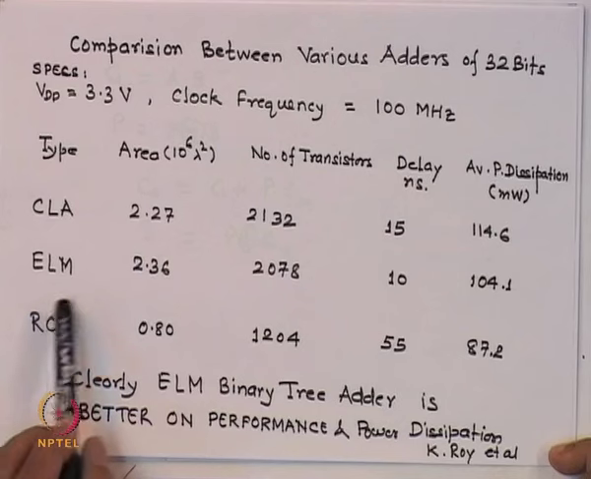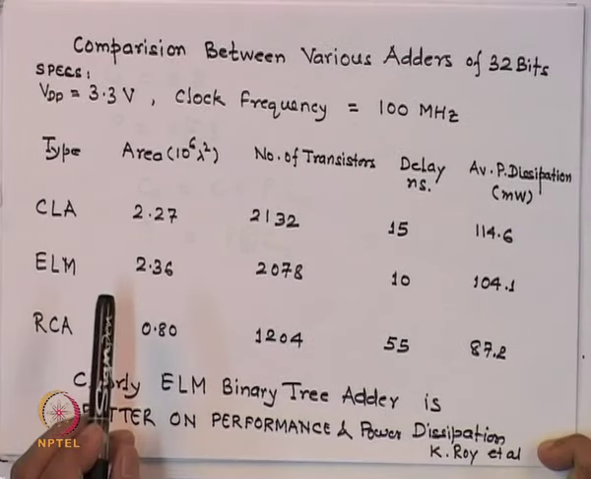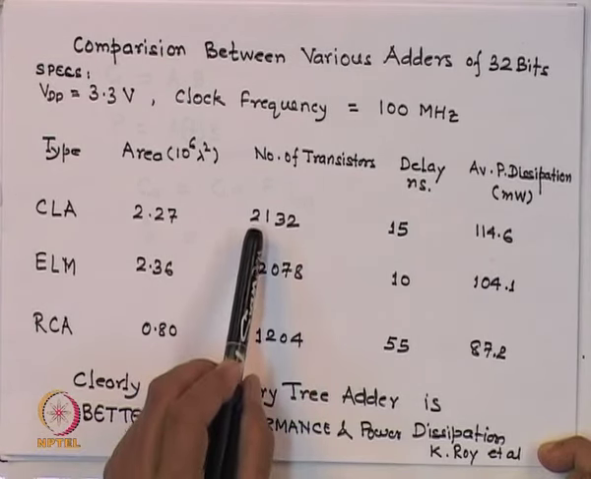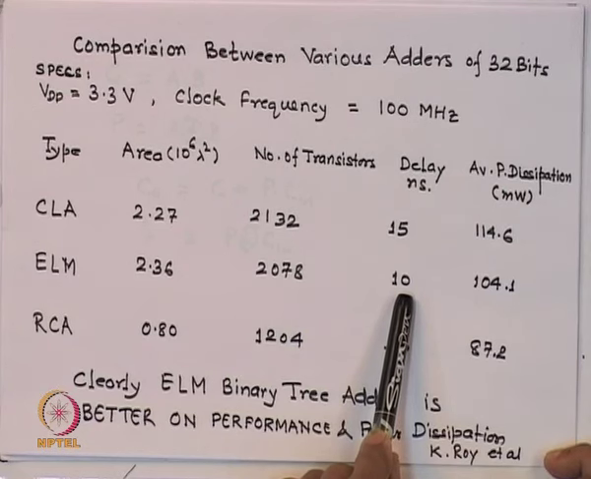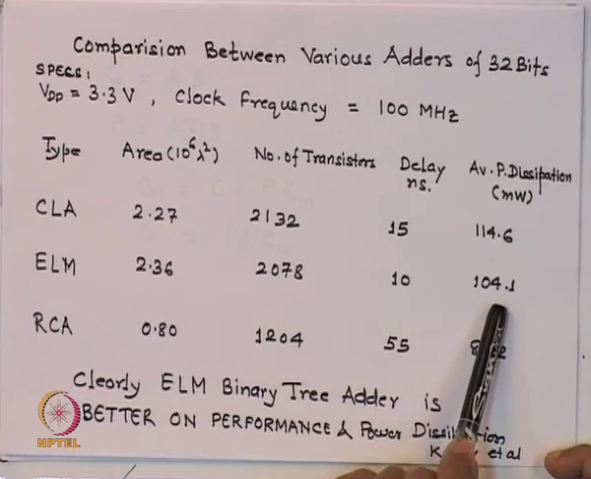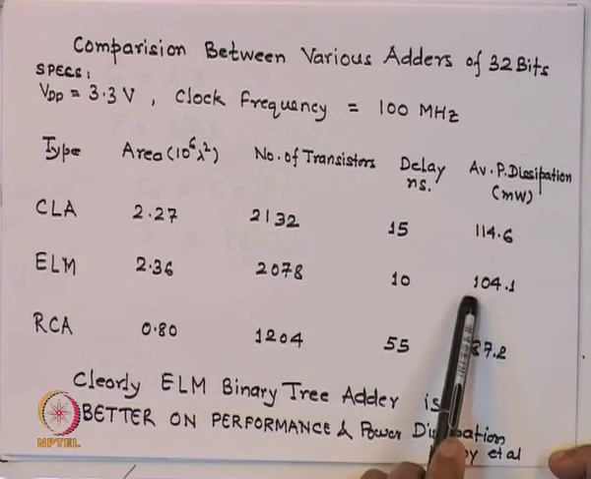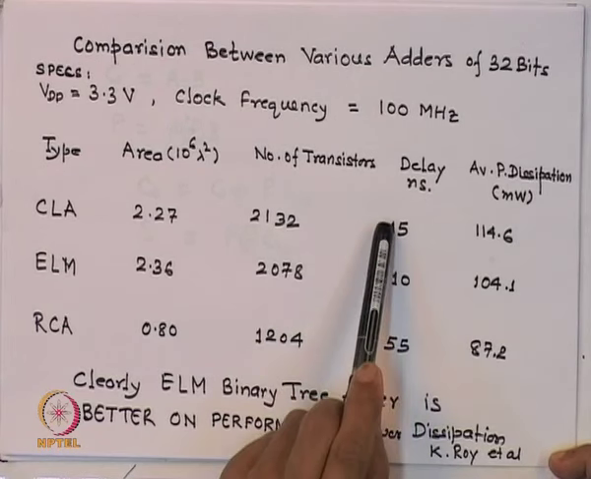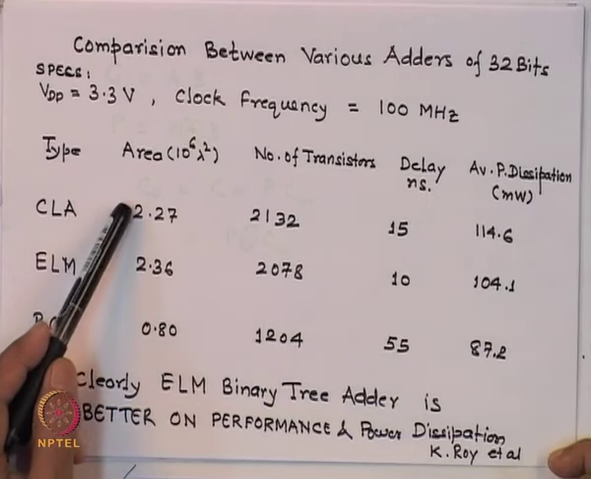If you look at ELM, it is between these two, that is why I put it in between. It has slightly larger area than CLA because you are doing tree terms. Even if area is a little larger, the number of transistors is slightly lower than CLA. It gives a delay of 10 nanoseconds, which is better than CLA, and it has a power dissipation of 104 milliwatts. Now, you can see from here, RCA has 87 milliwatts, CLA is 114, ELM is 104. This is 55 nanosecond delay in RCA, 15 in CLA, this is 10. Transistor-wise, area-wise, this is much higher than RCA, but it is as low as CLA.